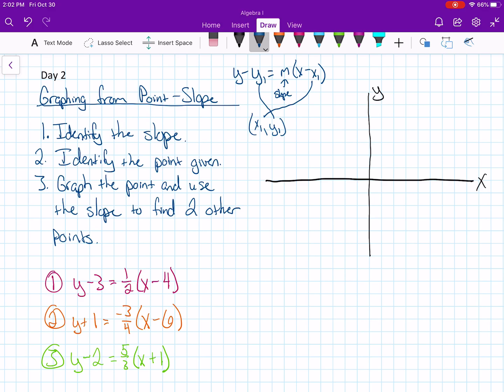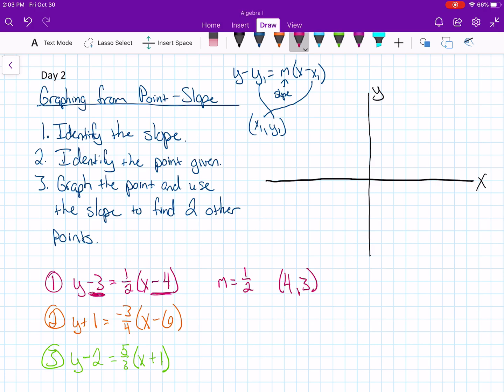So this first one, let's look at it. First thing we want to do is identify the slope. So in this case, our slope is our m value, which is right here. So our slope is 1/2. And then our point, so I look first at whatever comes after x, so it's -4. Remember, we do the opposite, so that our x value is +4. And we have a minus y minus 3, so it's going to be a +3 for y.